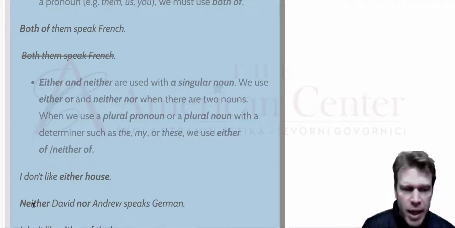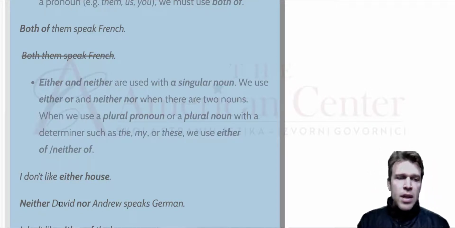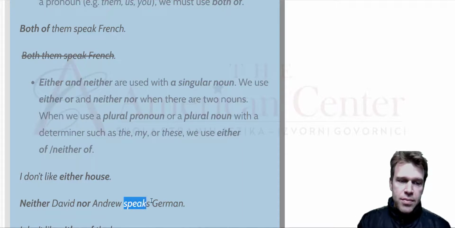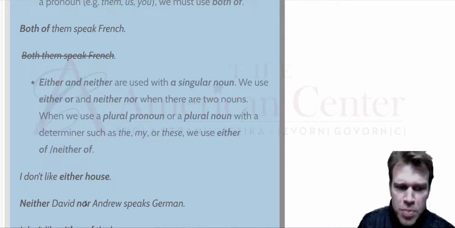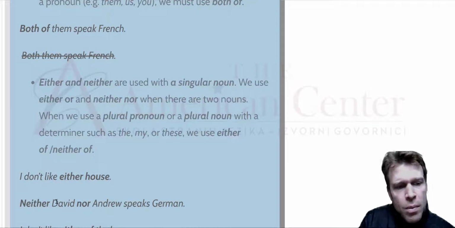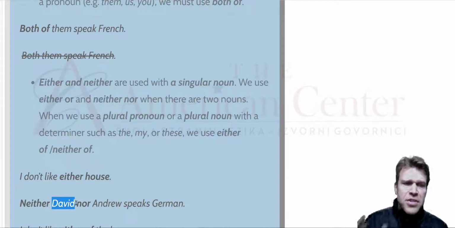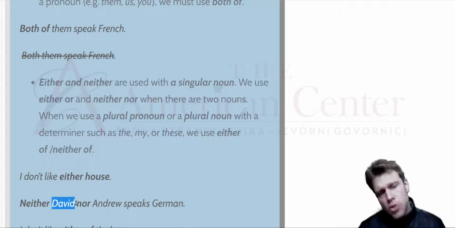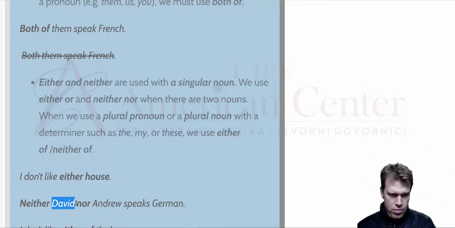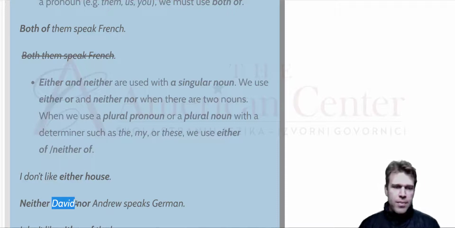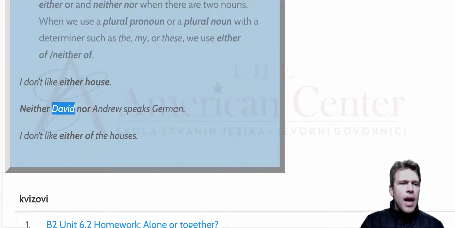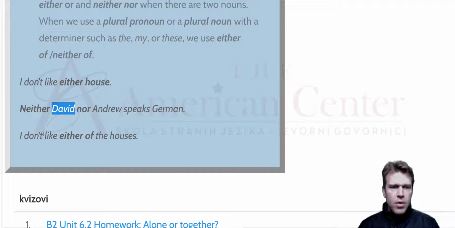So neither David nor Andrew speaks. Now notice speaks, okay? Because these are singular. If we said David and Andrew speak, but when we say neither, it's singular. So neither David speaks, nor does Andrew, German. Now, I don't like either of those houses.